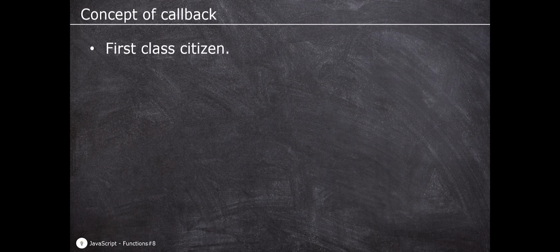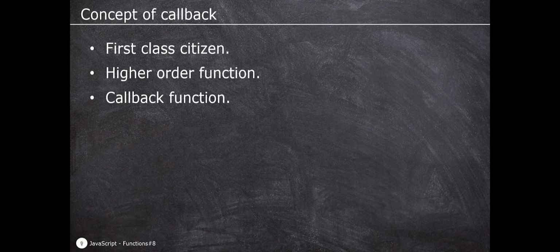Now, coming back, in JavaScript, the functions are first-class citizens. This means that we can pass a function as an argument to another function. And the function that accepts another function as an argument is called a higher order function. We generally call this an outer function to facilitate an easy understanding of the concept. The function that we pass as an argument is called a callback function. We also call this an inner function, again to facilitate easy understanding.